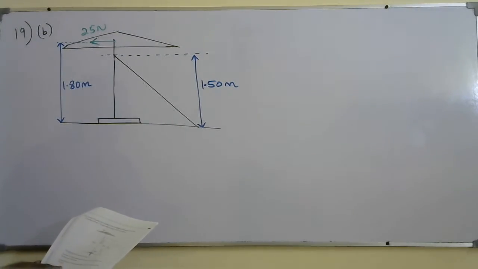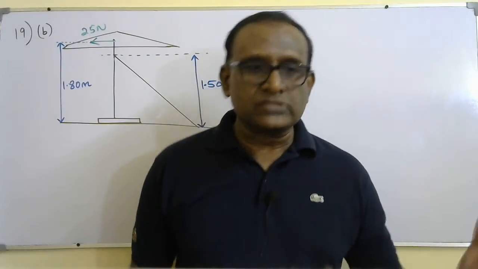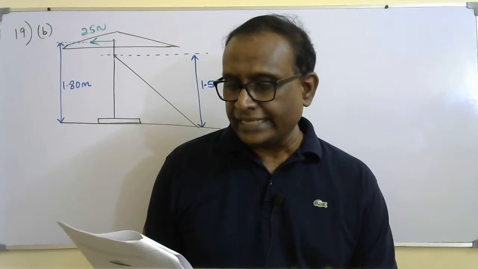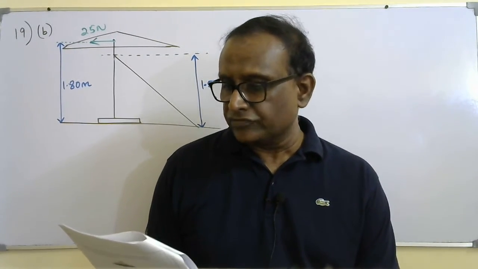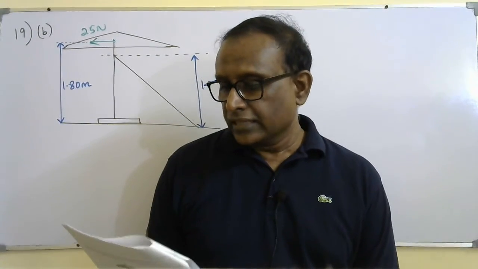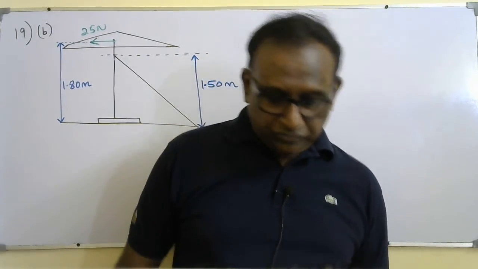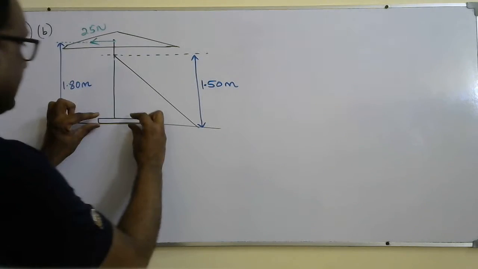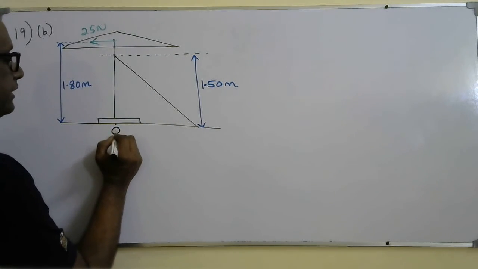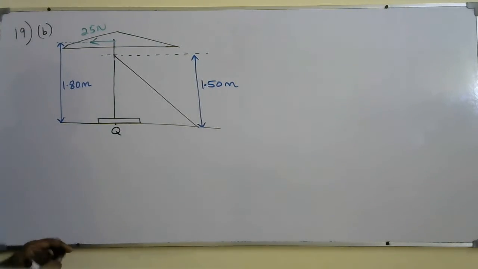So the question is, the horizontal force from the wind is now 25 Newton, determined by taking moments about the center of the base. They don't need to tell, but they are telling it. We need to find the vertical force that the base exerts on the ground. The point where the base is touching, the center of the base, I take as Q.